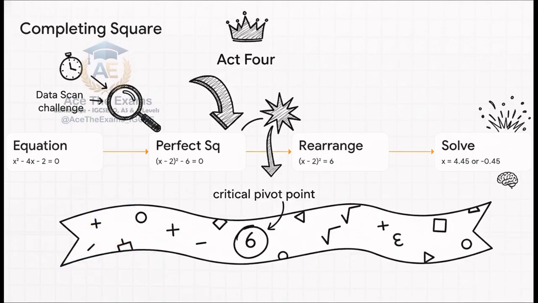We move the 6 over, take the square root, and remember it must be positive or negative, that's another huge trap, and we find x equals 2 plus or minus the square root of 6. Time's up. If you caught that positive-negative square root rule, you are already thinking like a top-tier candidate.